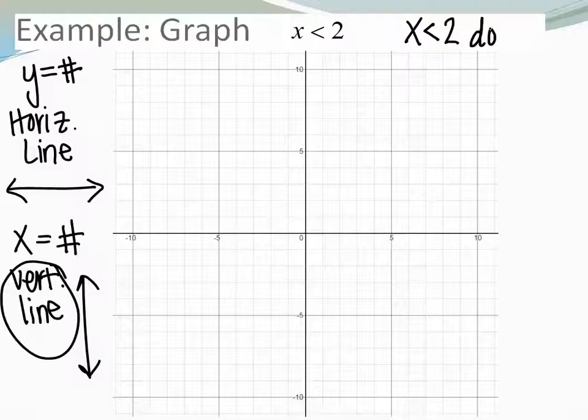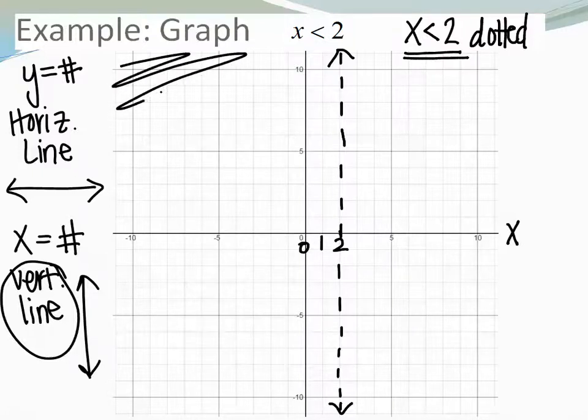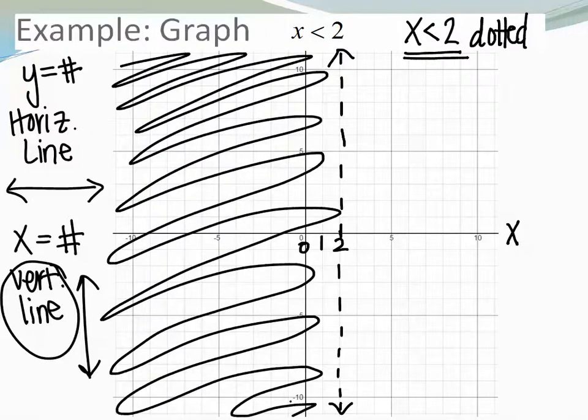This is going to be dotted because it doesn't have the equal to. So I'm going to find x, here's my x-axis, find 2, it's right here. So I'm going to go up and down and make a dotted, straight up and down line along x equals 2. Now to shade it, just got to think about it for a second. Think of a number less than 2. Well, 1, 0, negatives. So all you got to do is shade on the left. If it was greater than, it'd be on the right. And then we're done.